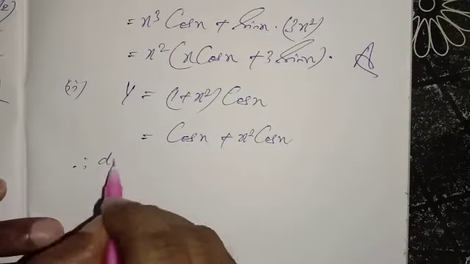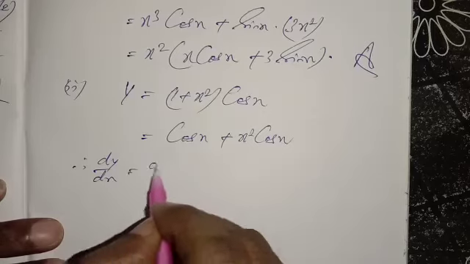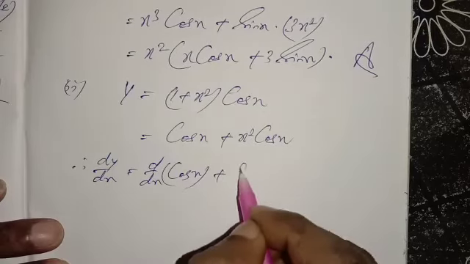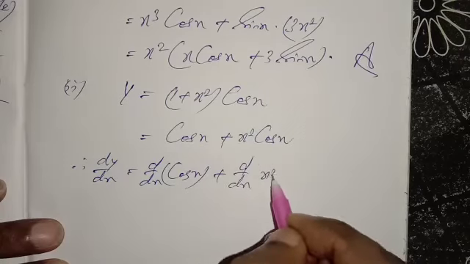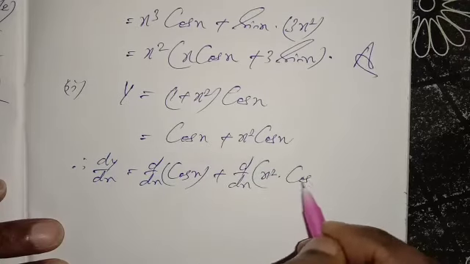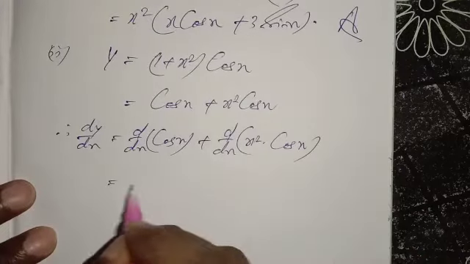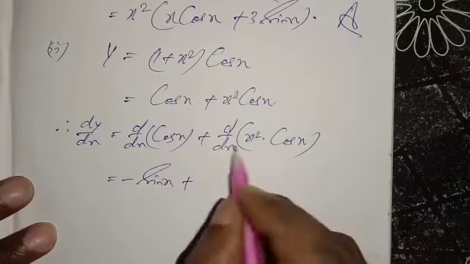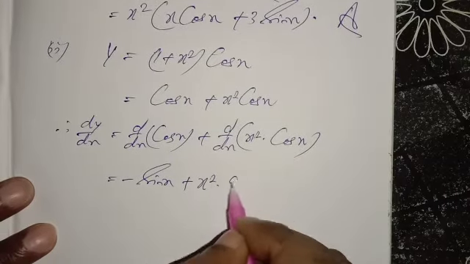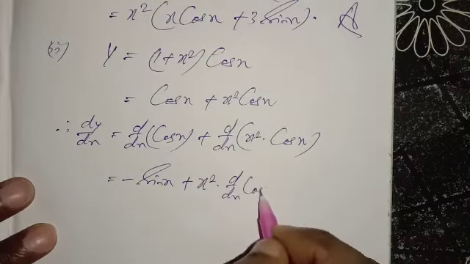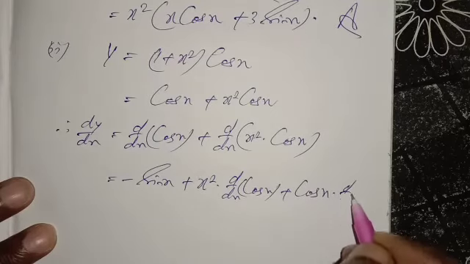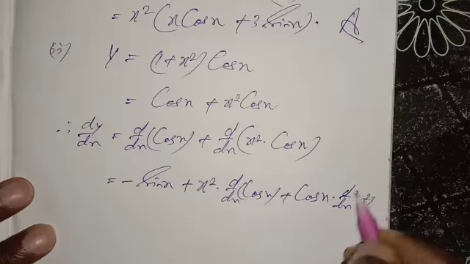Therefore dy by dx means dy/dx of cos x plus dy/dx of x square into cos x. That means here you have to apply the product rule. The derivative of cos x is minus sin x, and here you have to apply the product rule: first function into derivative of second plus second function into derivative of first one.